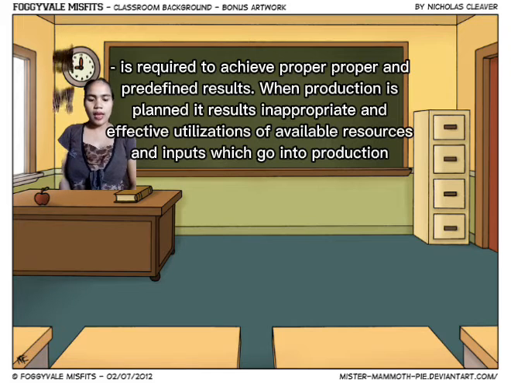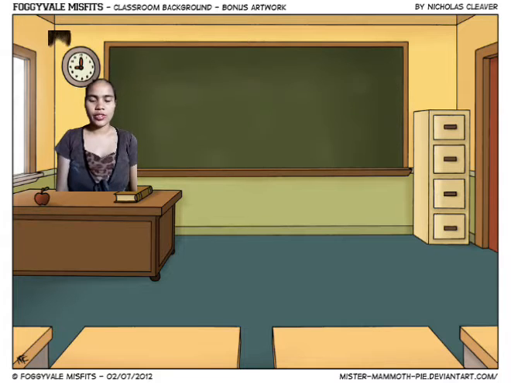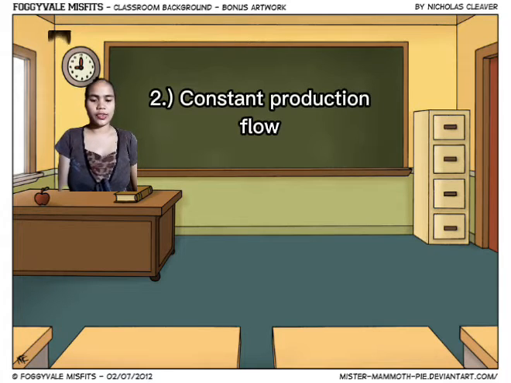So, effective resource utilization is a resource management technique that enables you to gain visibility into the capacity of your team over a period of time. Identify whether resources are being over or underutilized. Proper utilization of resources is important for maintaining productivity because it prevents staff from underperforming or being overburdened by workloads and burning out. Number 2, constant production flow.